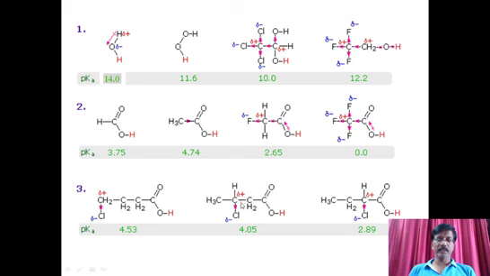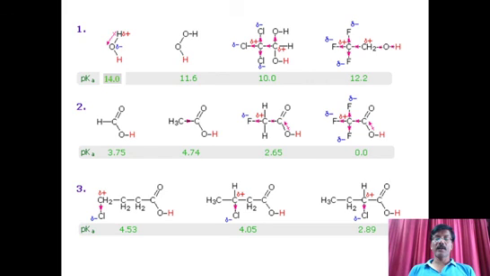Here the chlorine atom is present on the beta carbon. Here the chlorine atom is present on the alpha carbon. So the position of the minus I group is also very, very important. If the position is near the carboxylic acid, then it exhibits a very strong effect. So the minus I effect is very powerful when it is in the alpha position.